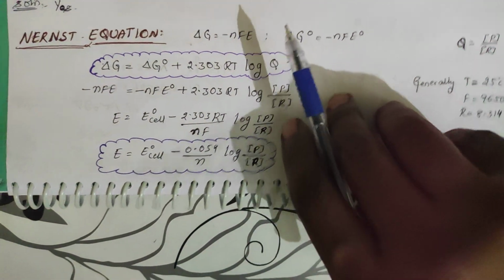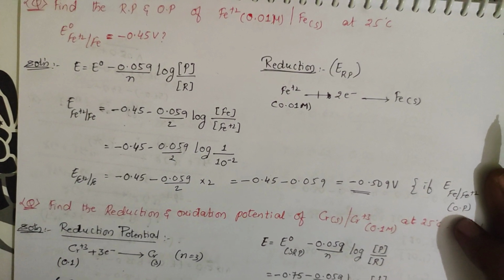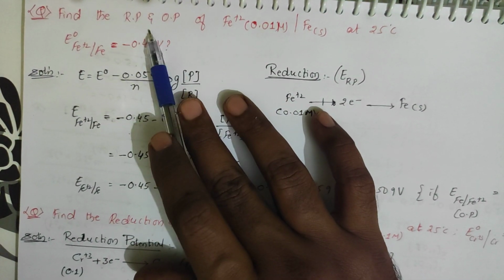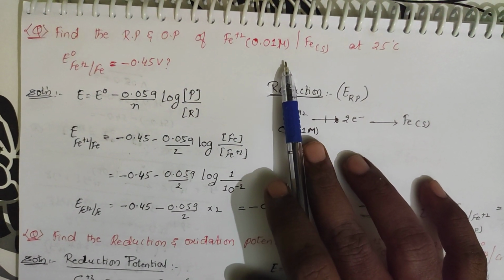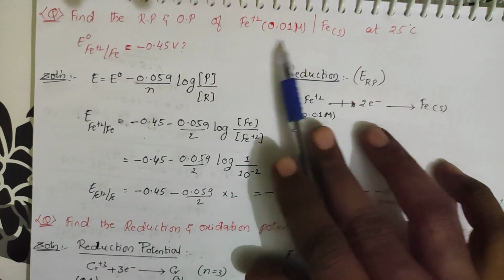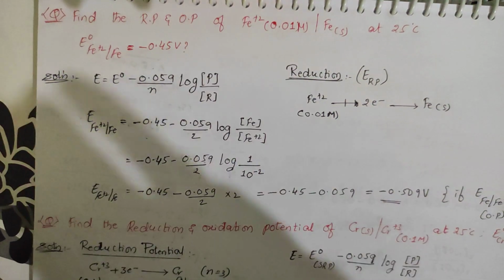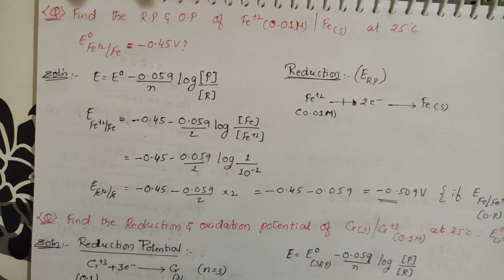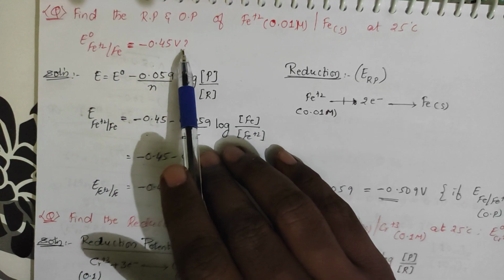Based on this we will be solving some examples. The question comes like this: find the reduction potential and oxidation potential of iron plus 2 with a concentration of 0.01 molar getting converted to solid iron. So Fe plus 2 to Fe, this is reduction, at 25 degrees centigrade. The E naught value is given: the standard reduction potential E naught of Fe plus 2 slash Fe is equal to minus 0.45 volts.